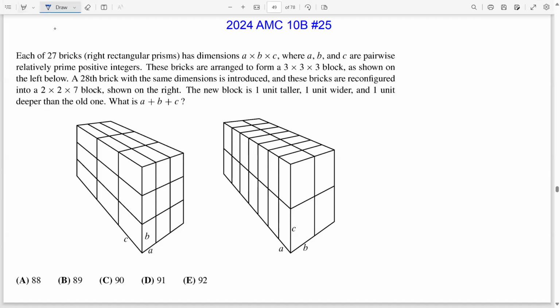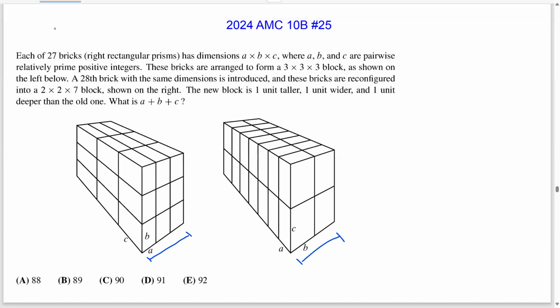So the first thing that we're going to do is make a system of equations that relates a, b, and c. The idea here is that we can look at the old dimensions and look at the new dimensions and compare those two. So first, looking at the depth, or whatever you want to call it, the edge of length 3a, we see that 3a, if we make it 1 unit longer, will have the same length as 2b. So we're going to get 3a plus 1 is equal to 2b.